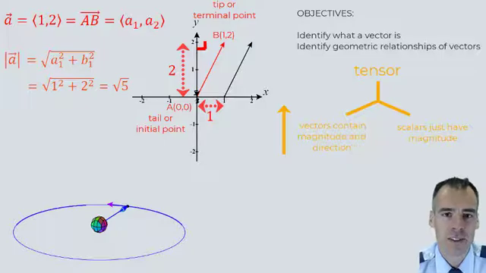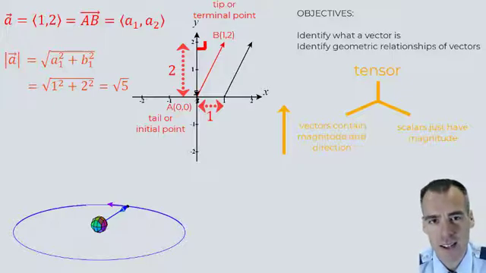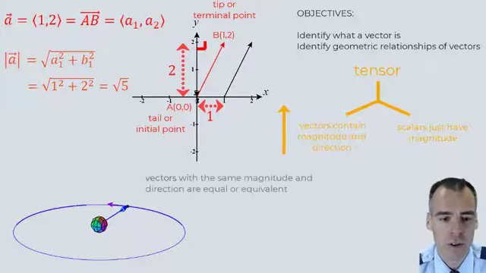And how about their directions? Are their directions the same? Well, yeah, they're both pointed in the same direction. They both go over 1 and up 2. So they have the same magnitude and the same direction. It turns out they are actually the same vector. We call them equal or equivalent.